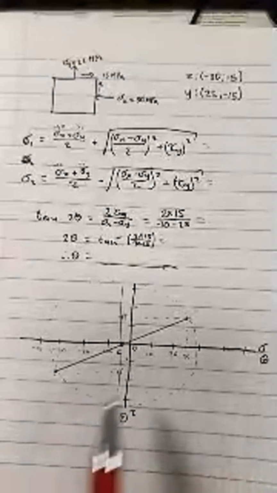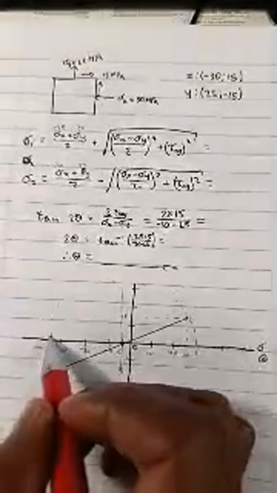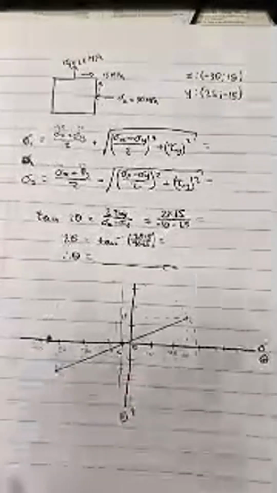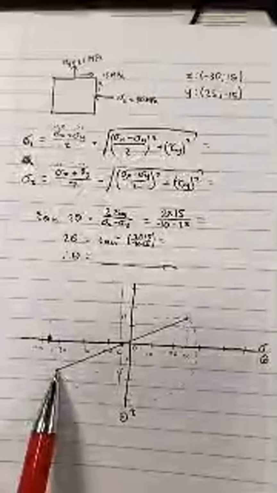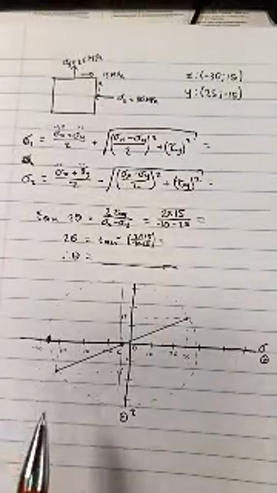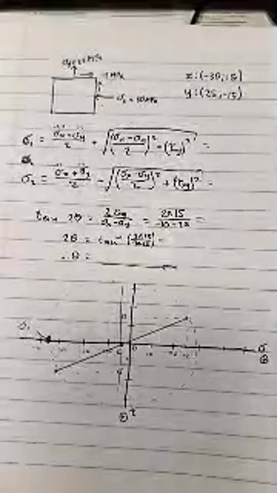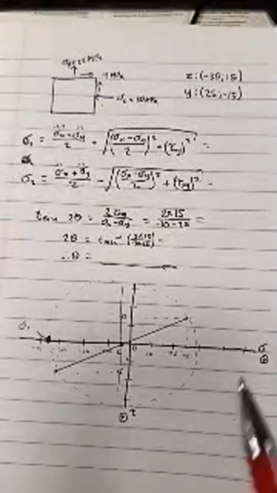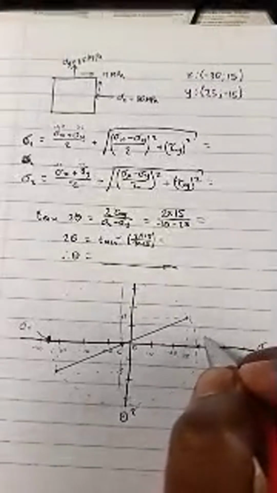Then for those values, now this part where this circle is touching, since this is the bigger value for me, I will say that is stress 1. Remember I said for me, I'll use stress 1 as the bigger value, then stress 2 as the smaller value. So that will be stress 2.